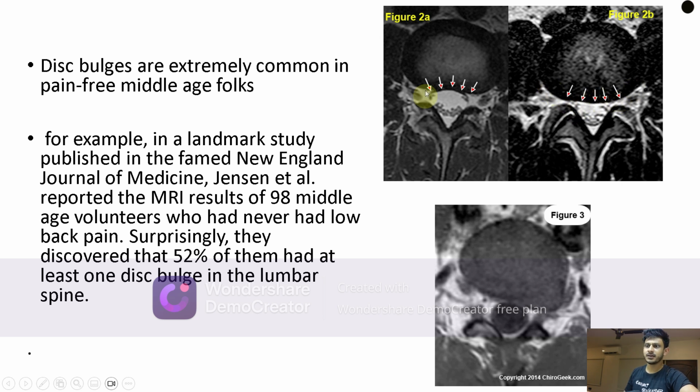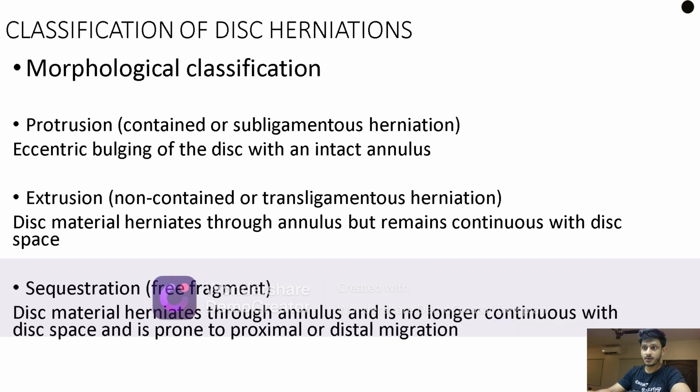spinal cord. So for example, in a landmark study published in the New England Journal of Medicine by Jensen et al., they did an MRI in a random population of 98 middle-aged volunteers, and they found that 52% of them had a disc bulge. So that's an interesting thing to know. We ourselves might have disc bulges, but we wouldn't be affected by them because we would be asymptomatic, like I said, unless there's an associated annular tear.